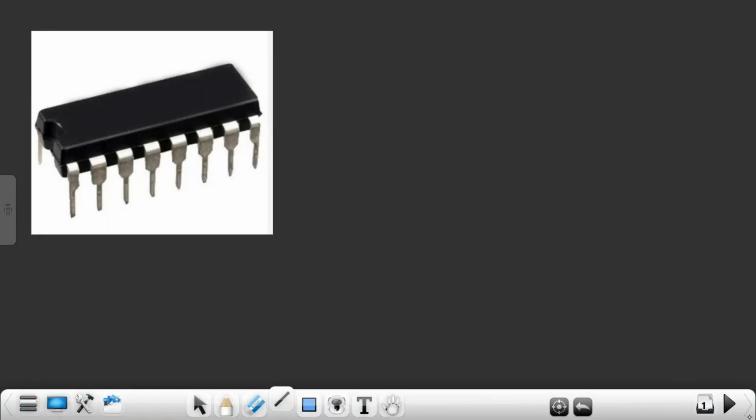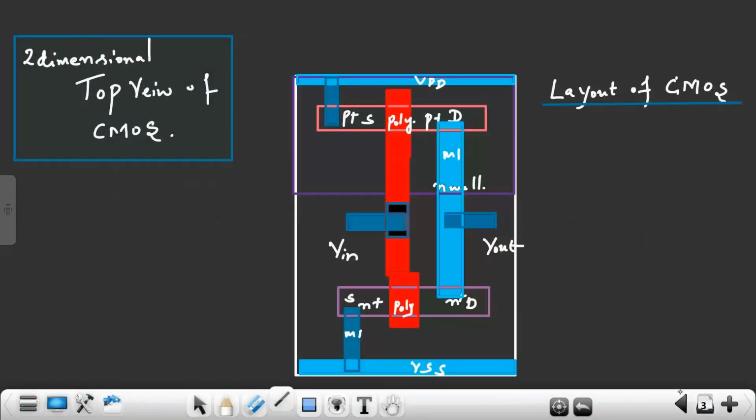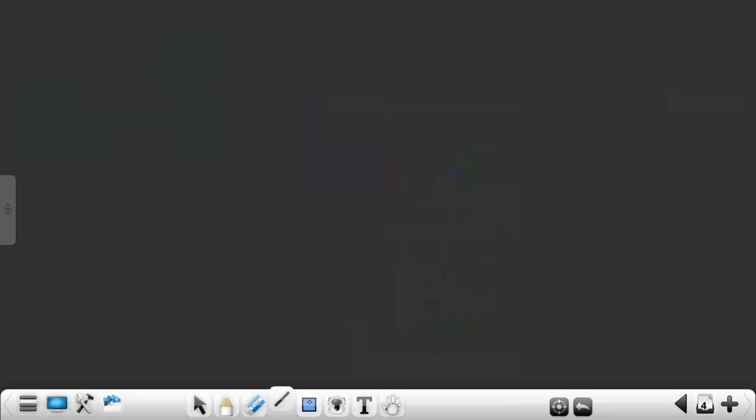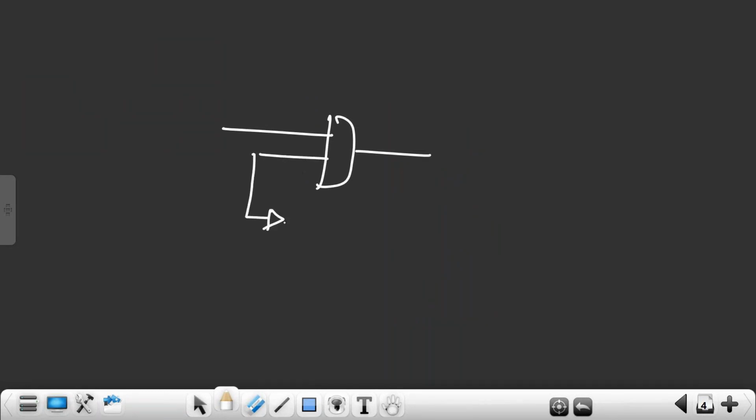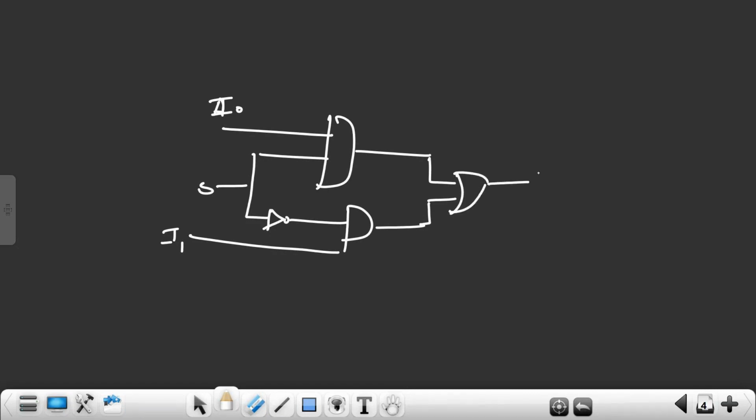For example, I have a mux. You have one AND gate, and one inverter which you give to another AND gate. This is the I0 pin, this is I1, this is the select line, right? The outputs of these two you give to one OR gate. This is the Y pin. This is equivalent to a mux.